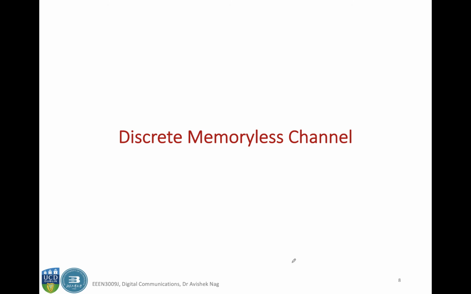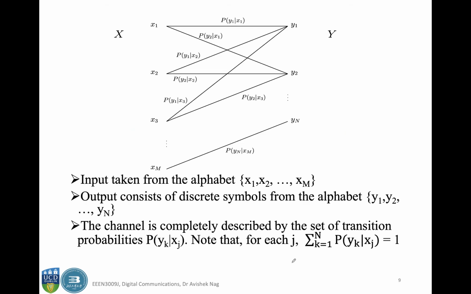So now we will go to the concept of discrete memoryless channels. So far we were discussing probability theory and random variables and random processes. Now we will slowly migrate to the actual concepts of digital communication. And the first thing that comes is the discrete memoryless channel. So let's see what it is.